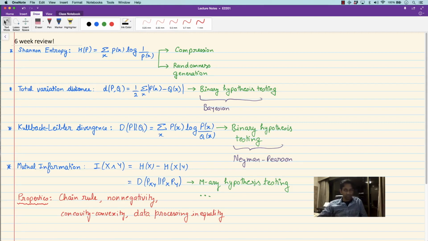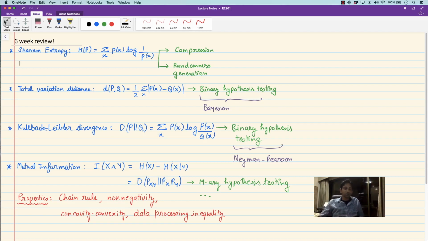Then we also saw total variation distance, a notion of distance between two PMFs or two distributions. In particular, we saw that this total variation distance also comes out operationally in terms of this binary hypothesis testing problem. In particular, a Bayesian formulation. The total variation distance is related to the minimum probability of error for a binary hypothesis testing problem with uniform prior. In fact, what we saw was that if two distributions are close in total variation distance, then the probability of error for distinguishing between the two of them is higher. So that means it's harder to distinguish them. So distributions which are closer in total variation distance are harder to distinguish.